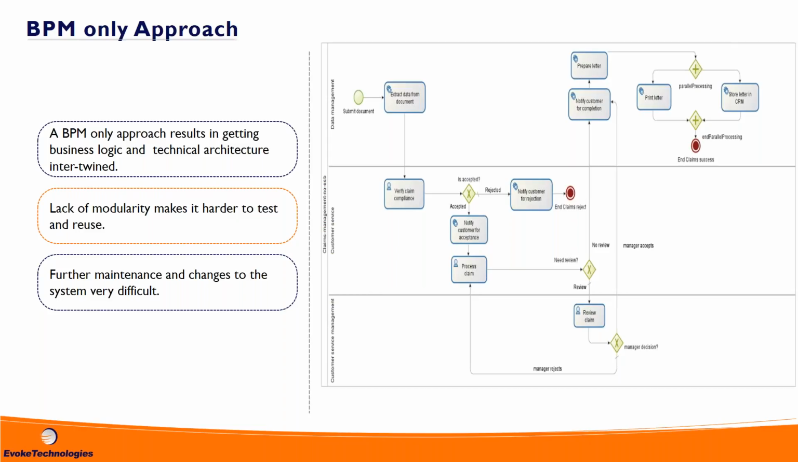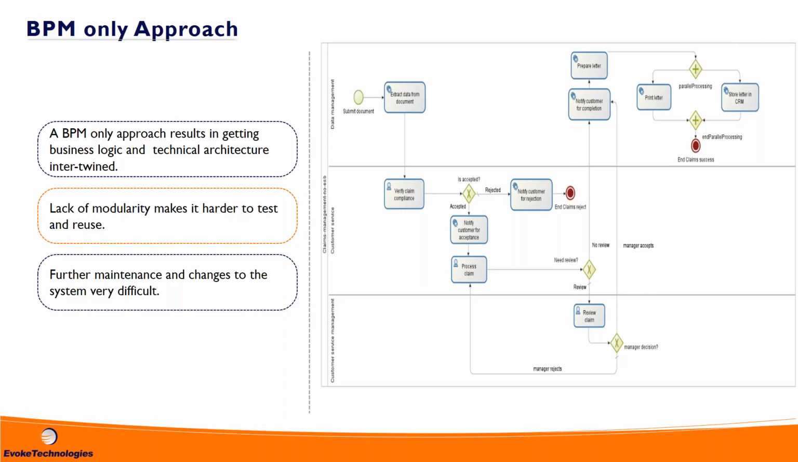The primary point you see with the BPM-only approach is that the business logic and the technical architecture are getting intertwined. For example, tomorrow if your business changes slightly, you would have to redo the entire flow and come back and make changes to the single flow that you're talking about. And it's not modular, so it would not be easy to test and reuse in other places. And as I'm saying, maintenance and changes to the system will be very difficult when certain parts change.